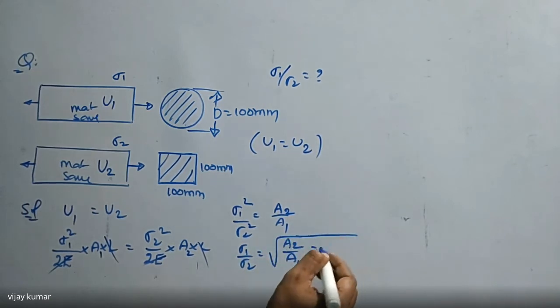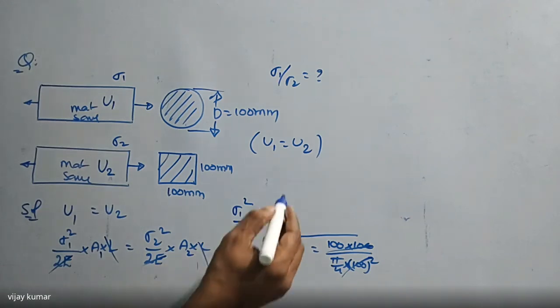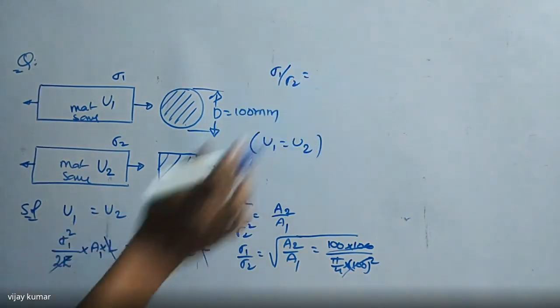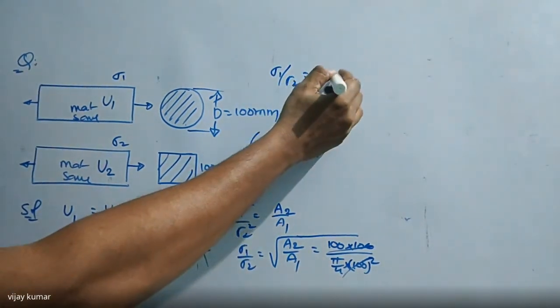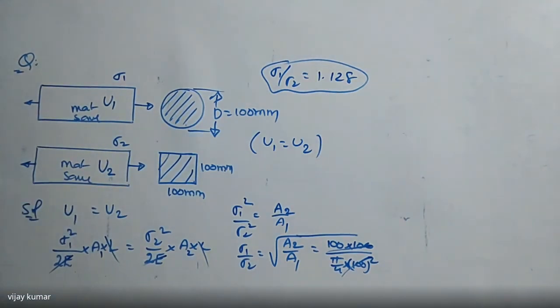So what is the A2 value? A2 value is nothing but 100 into 100. That is the area. A1 is pi by 4 into 100 square. So these two are cancelled. Then we get the ratio of sigma 1 by sigma 2 approximately as 1.128. That is the ratio of stresses.